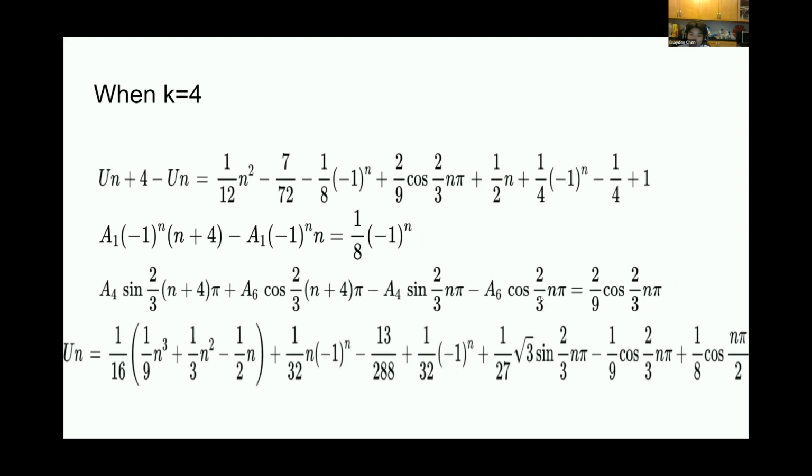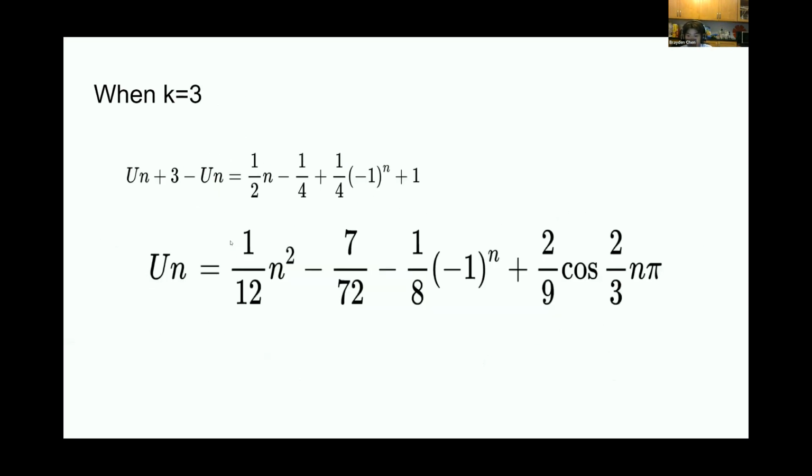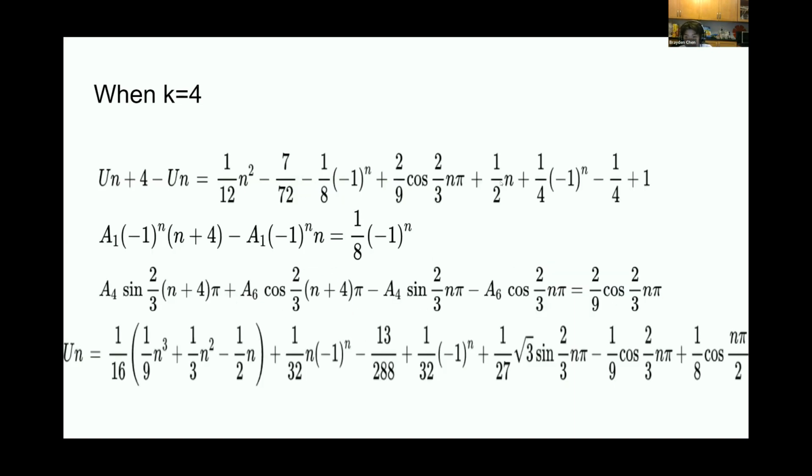Next, when k equals 4, we have this. All of this is from k equals 3, like 1 over 12 and squared. And then we use that to help us find the solution for k equals 4. This is the ultimate solution for k equals 4.